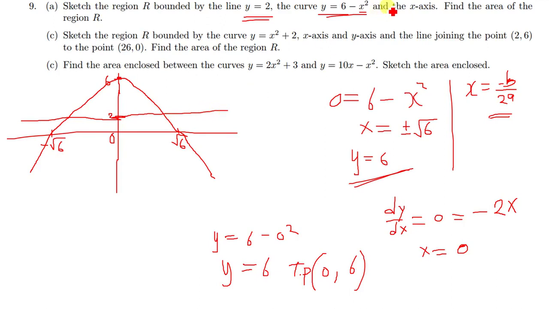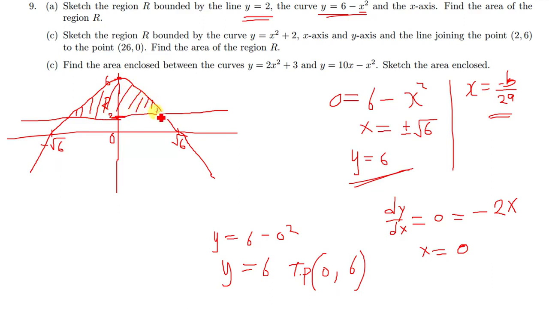Then they are telling us to find the region R bounded by the line y is equal to 2 and the curve y is equal to 6 minus x squared, and the x-axis. Find the area. So in short, the region R that is bounded by that is just this one here. So we're finding the area for this region here.